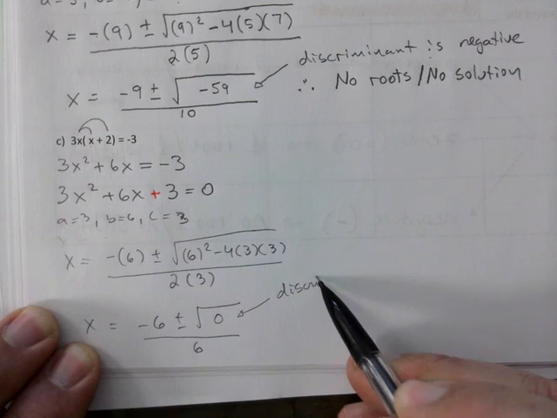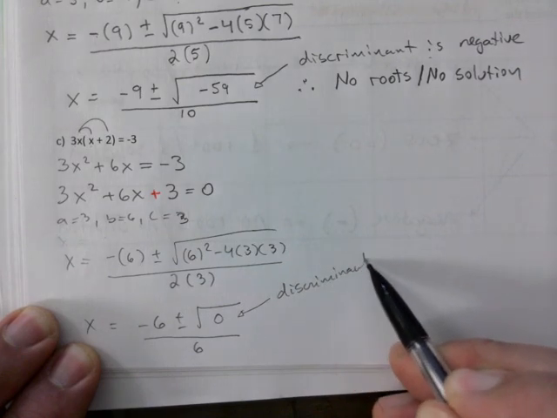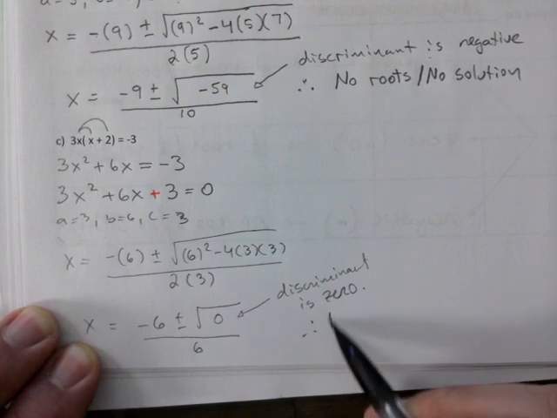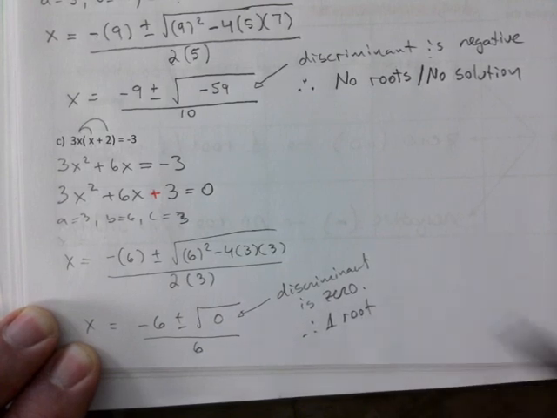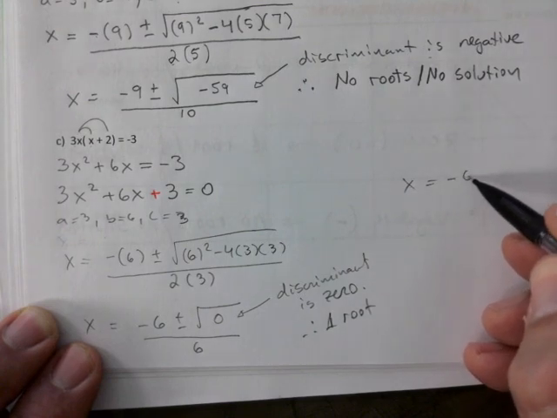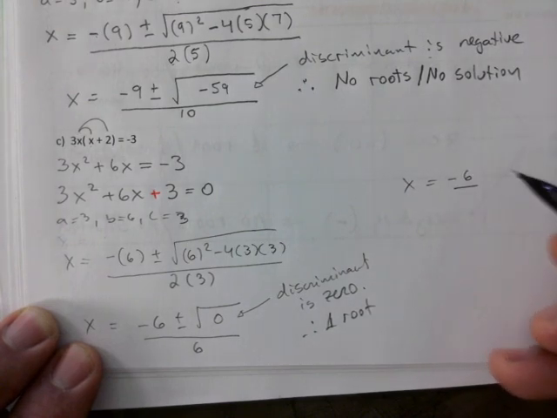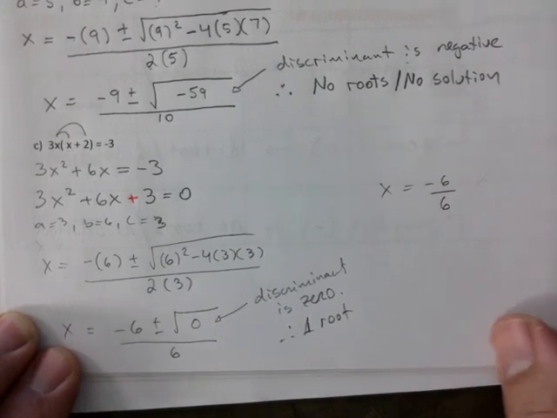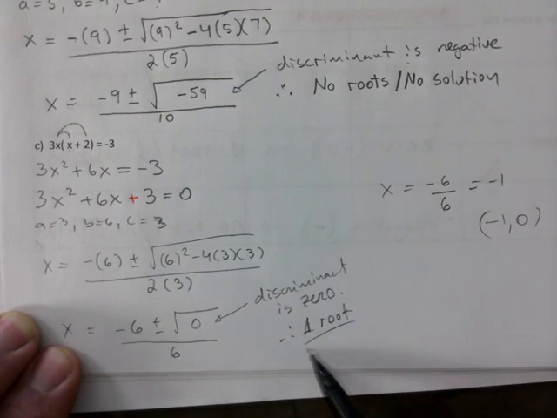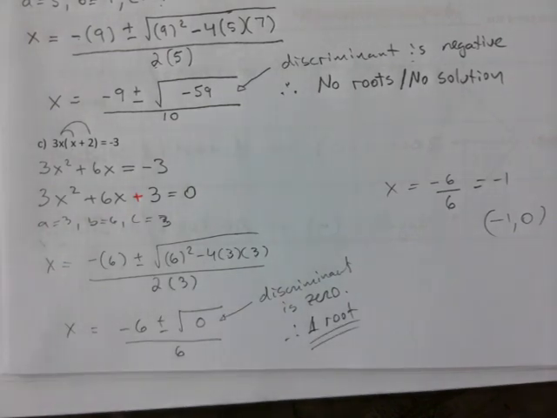Discriminant is 0, therefore 1 root. Okay, you can make that note there. So basically you're just down to -6 plus 0. Minus 0 won't change anything. So it's just -6 over 6, which is -1. Okay, so it's (-1, 0). You just have 1 root. So that's where it's at.